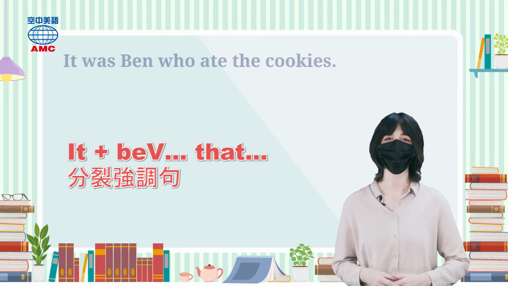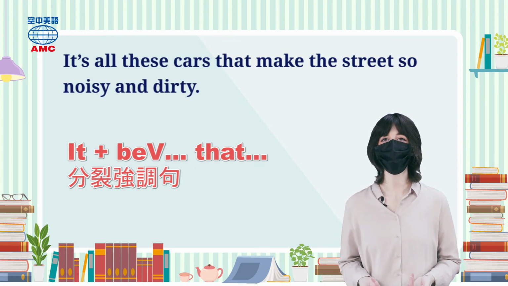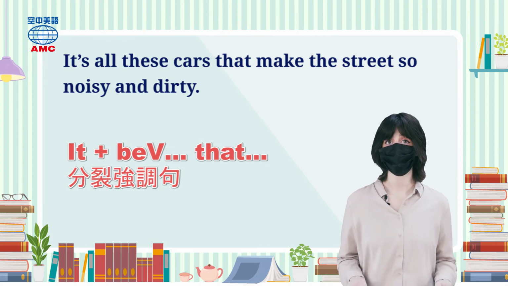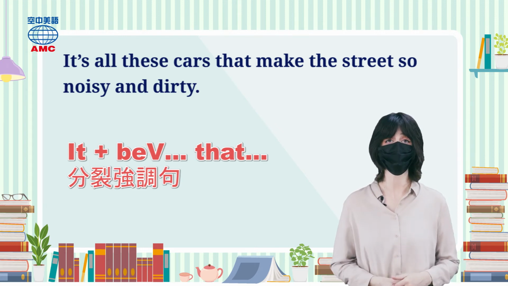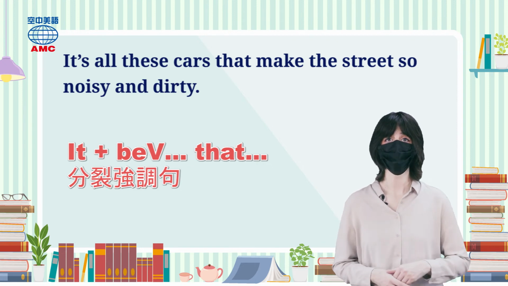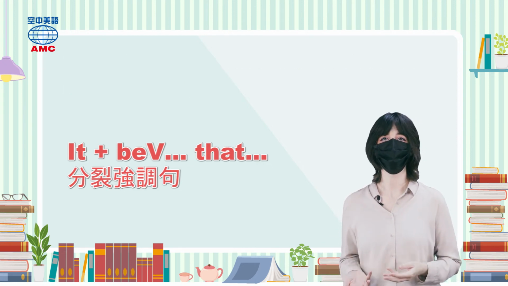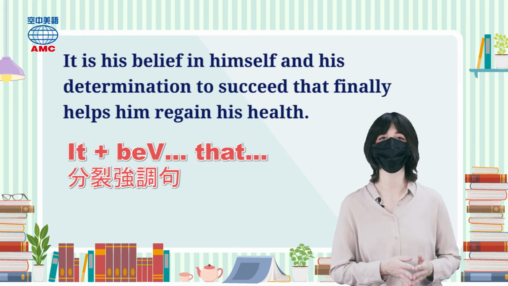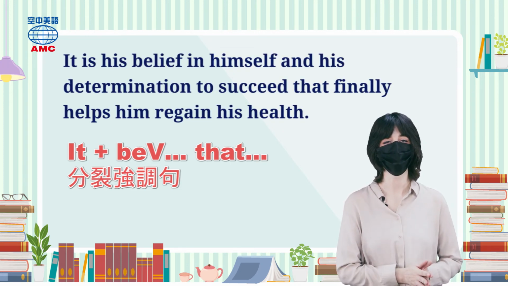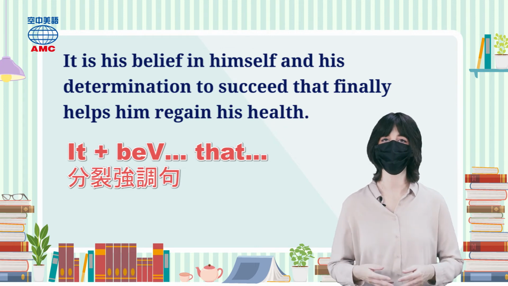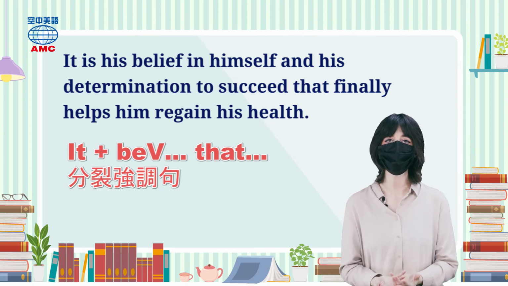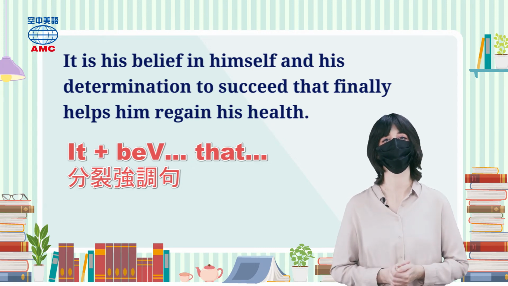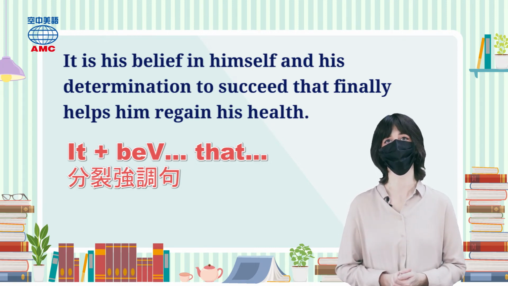So another example you could see is, it's all these cars that make the street so noisy and dirty. Somebody might have just asked, what makes the street so noisy and dirty? It's all these cars. So what finally helps Colin regain his health? It is his belief in himself and his determination that does this. That's why we use it is, because we want to show that it is his belief and his determination and not something else that is responsible for him recovering and getting better.